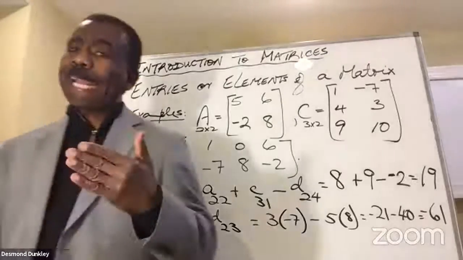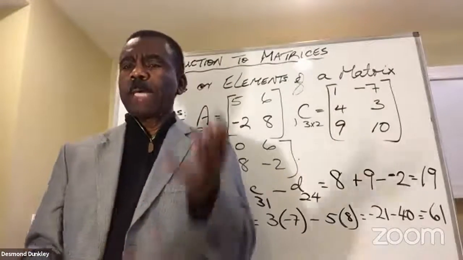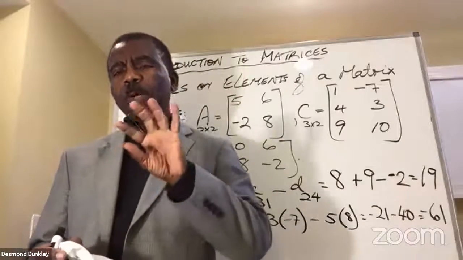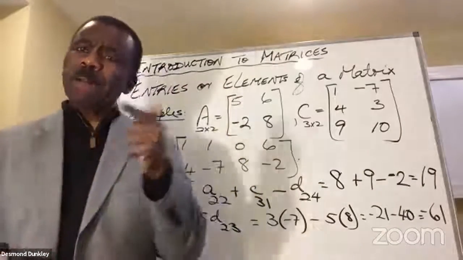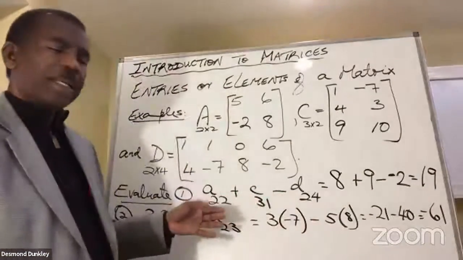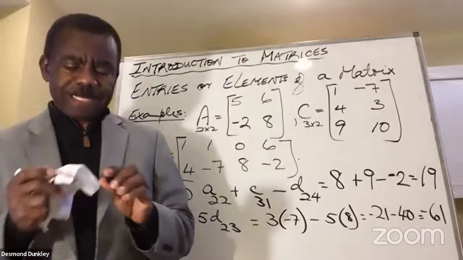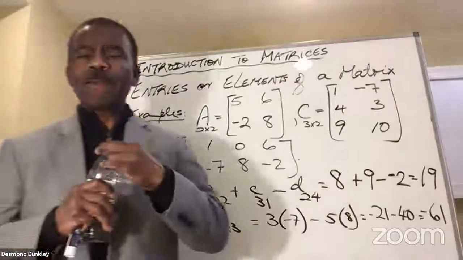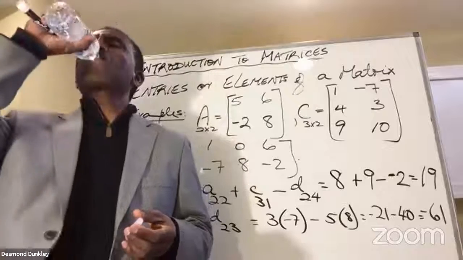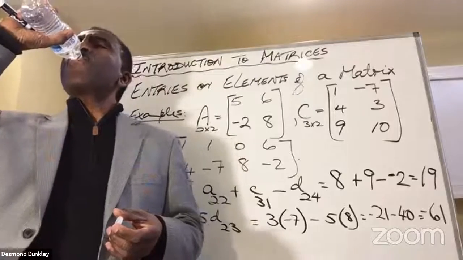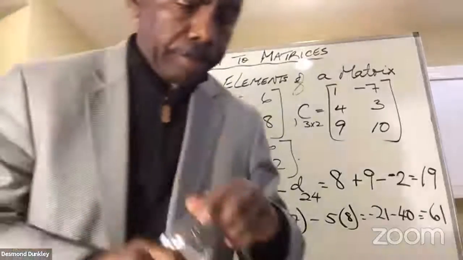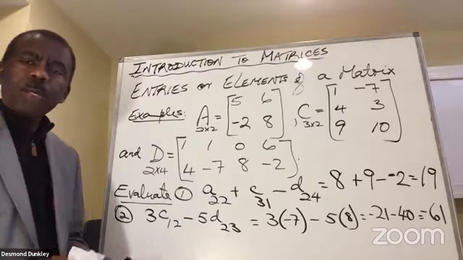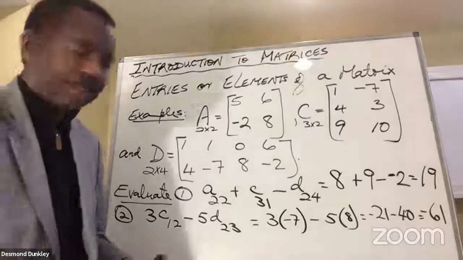So we not only can find entries in a matrix, we can actually manipulate them. We can do arithmetic with those entries, as long as you know where to find what. And it's all about the naming convention. The first number is always the row, and the second number is always the column. Once you remember rows followed by columns, life becomes beautiful. Okay, so we have dealt with entries, and now we're going to go to something else.